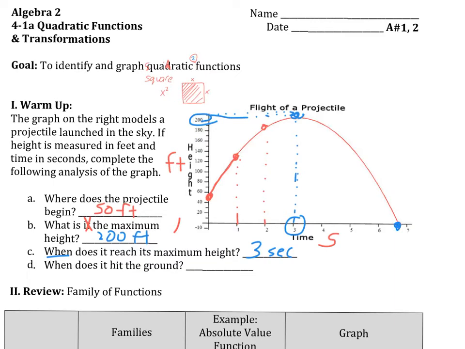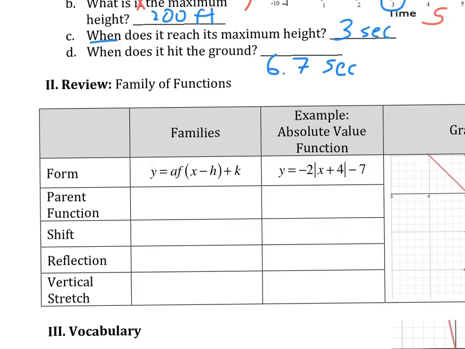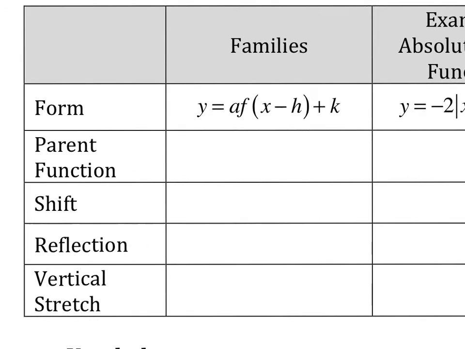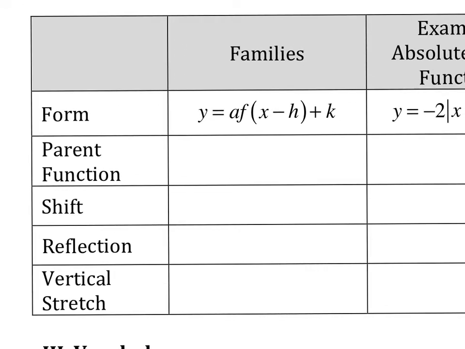In class, what do you think that is? 6.75. All right, so 6.7-ish is fine. If you said 6.8, you'd be okay. If you said 6.75, also okay. But 6.5, not quite. Let's review family of functions. So what do we remember about family of functions? All right, it's a good thing we're having some review time here.